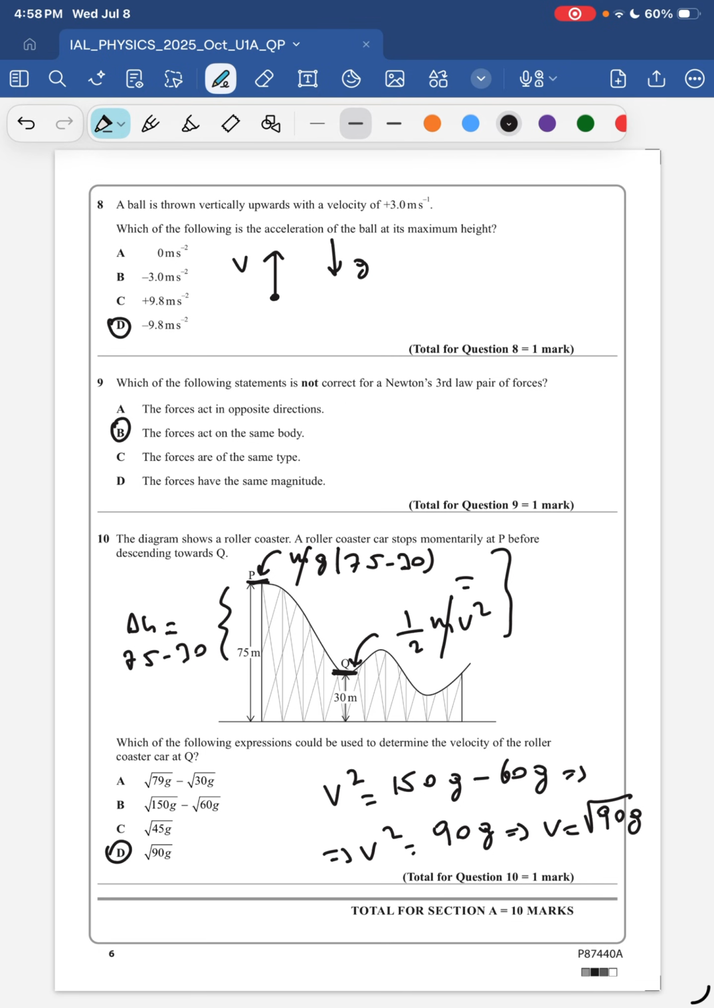So let's move on to the next question. And by the way, this was the end of section A. So let's move on to section B.